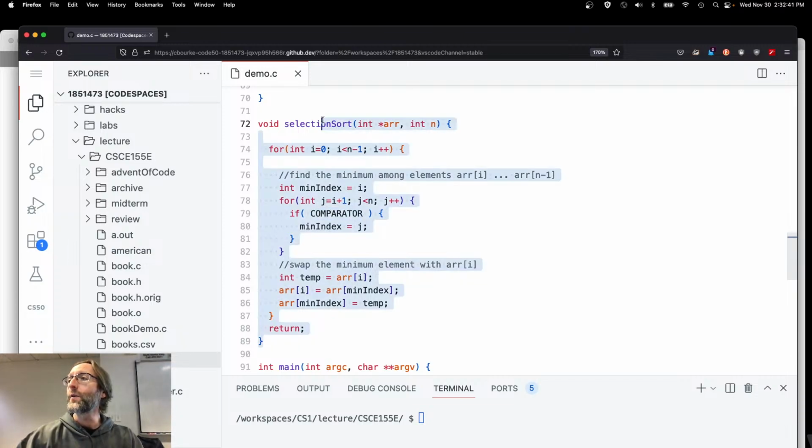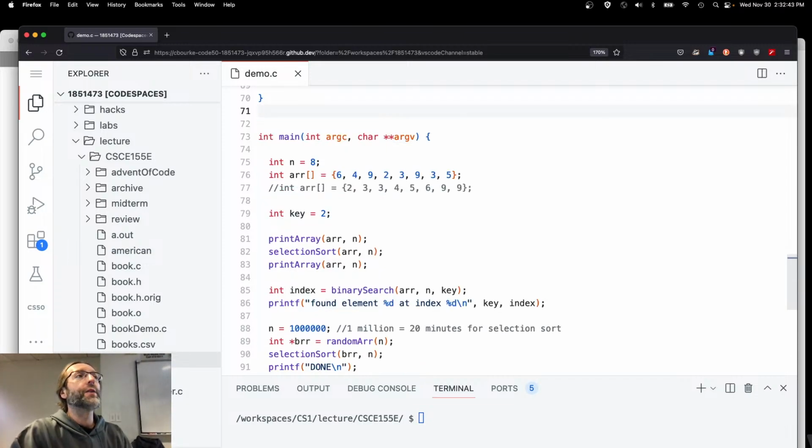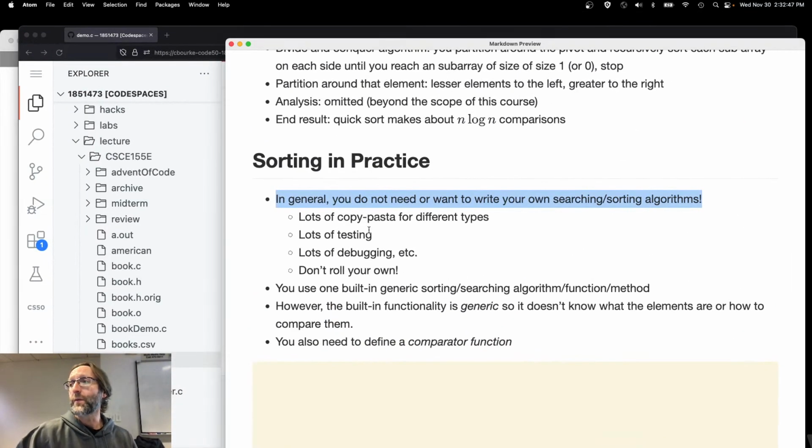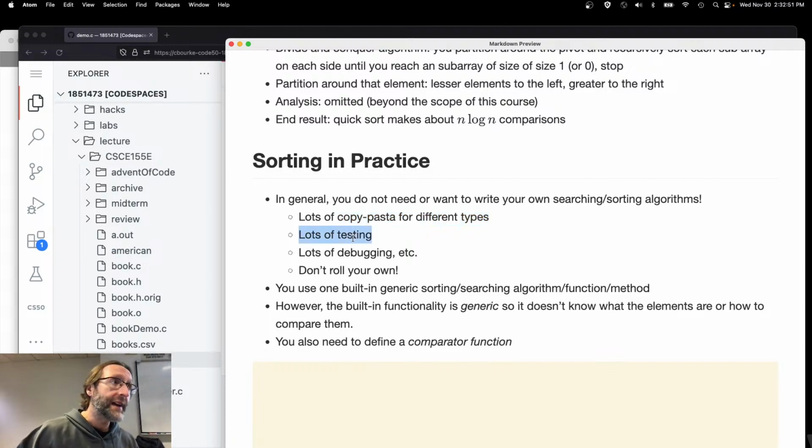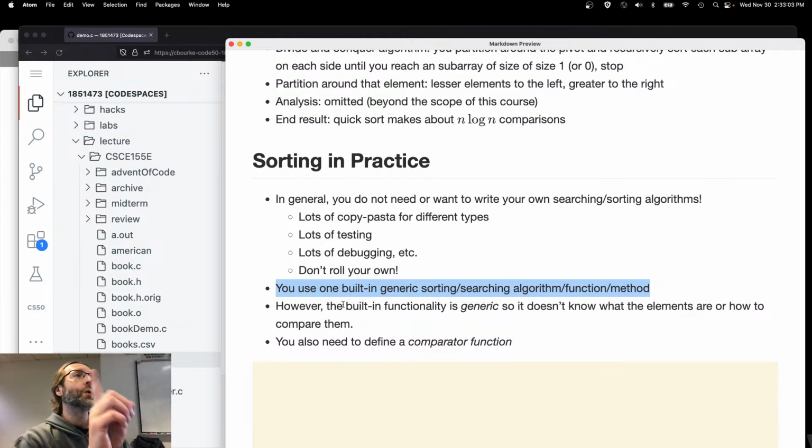I don't want to have to deal with that, so I'm not even going to bother writing my own algorithms. Of course you don't want to do that because it's just a lot of copy pasta, a lot of testing, a lot of debugging. You don't roll your own, right? Instead, you use what's built into the standard libraries. However, there's a catch. If you only have one sorting algorithm, that sorting algorithm has to work for integers, it has to work for doubles, it has to work for everything.